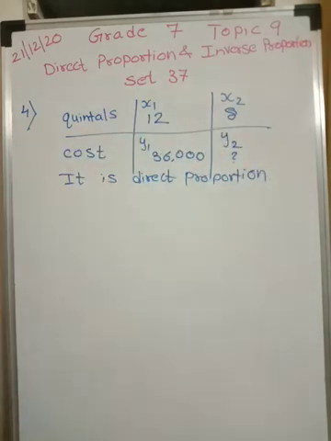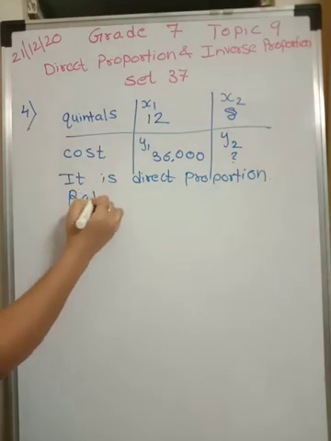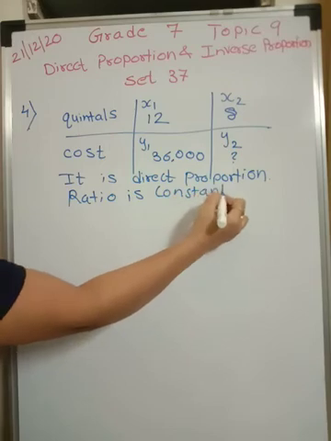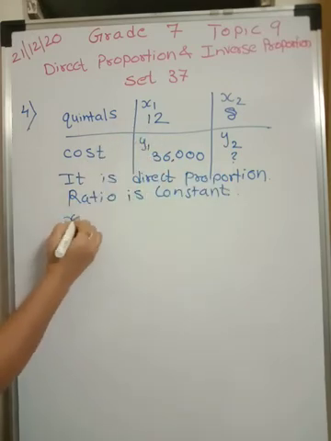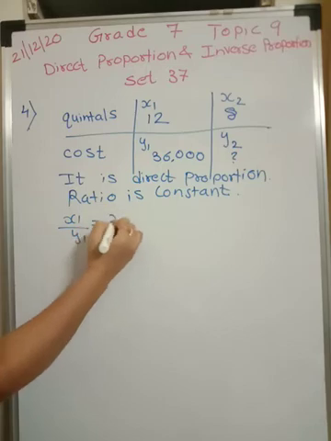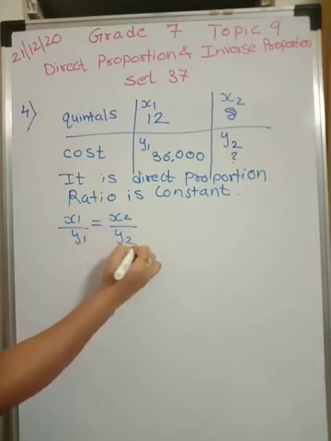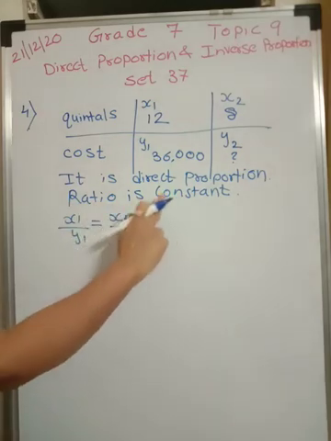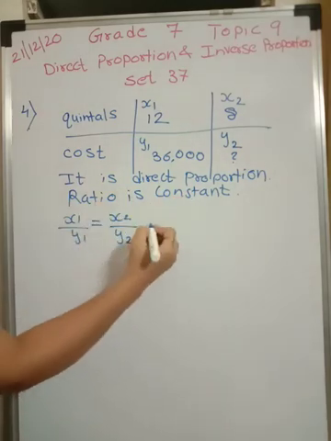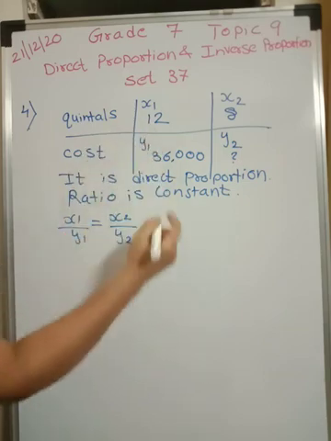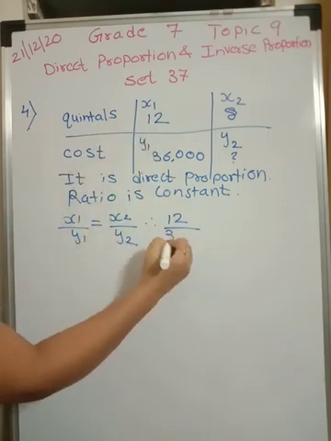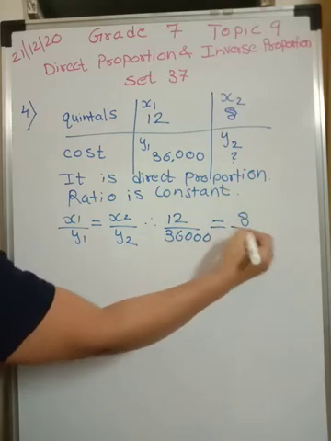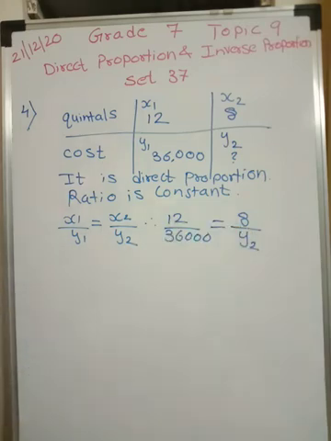Now it is direct proportion. So what is constant, we have seen yesterday? Ratio is constant. So x1 upon y1 will be equal to x2 upon y2. What's the reason? Because it is direct proportion, the ratio is constant. Therefore, substitute. What is x1? 12. So 12 upon 36,000 will be equal to x2, which is 8, upon y2. We have to find y2. What is the cost of 8 quintals?